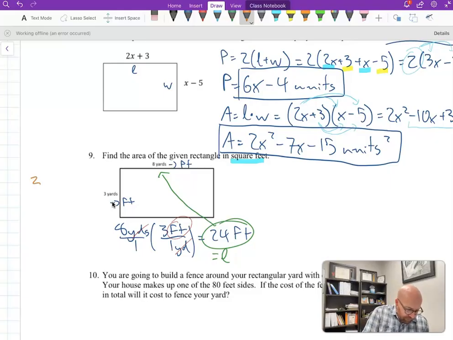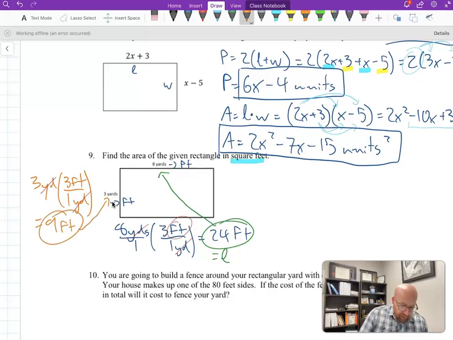We have 3 yards. Our conversion factor is that there are 3 feet per 1 yard. Yards cancels out with yards. 3 times 3 is 9, so that's going to be 9 feet. So this is going to be the equivalent measure for 3 yards. This is going to be our width. So we want to find the area. Notice that we're not asked for perimeter, we're just asked for the area.